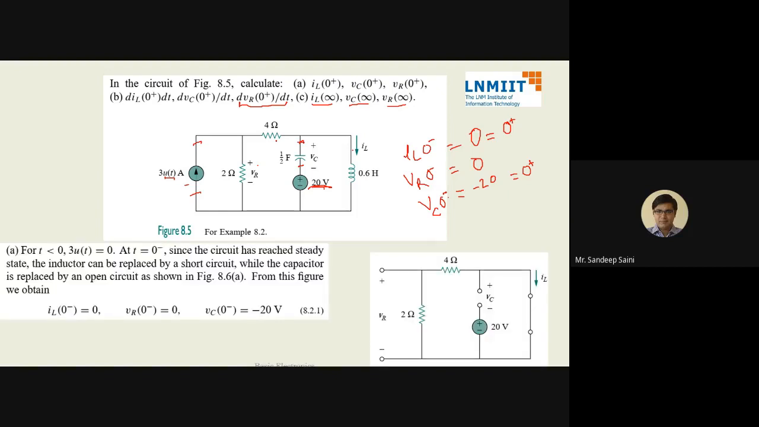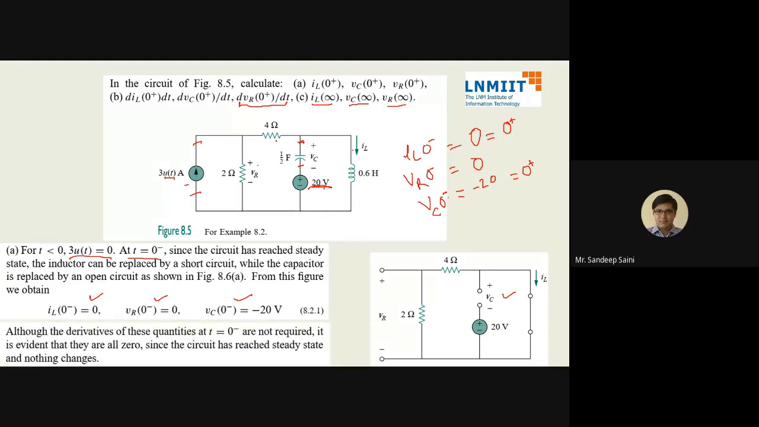So we are saying for t less than 0, u(t) into 3 is 0. At t equal to 0 minus, circuit is in the steady state. So this is my circuit. Okay. So inductor is replaced by short circuit and capacitor is replaced by open circuit, and this is what I see. And the answers which we got, IL at 0 minus, VR at 0 minus, and VC at 0 minus. Is it okay for everyone? Right?